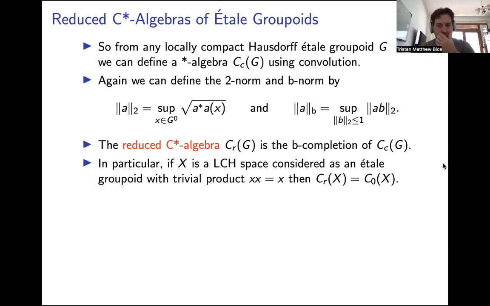And this includes already the most basic example of a C-star algebra. Specifically, if we have a locally compact Hausdorff space, then we can always consider it as an Étale groupoid with this trivial product, which I mentioned before. And in this case, the reduced C-star algebra is exactly the C-star algebra of complex valued continuous functions vanishing at infinity. So this is just a fairly standard result that any function vanishing at infinity here can be approximated arbitrarily closely by these compactly supported guys.